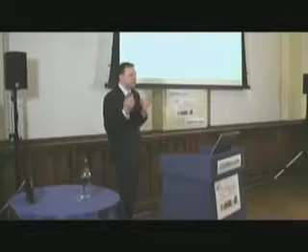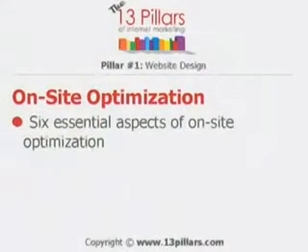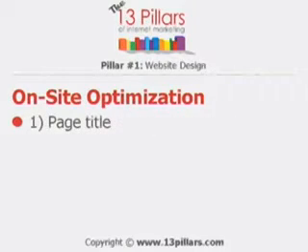Now, you just have to ask your coder the question, have you ensured that my website coding is as efficient as possible? No duplication of code, ordered correctly for search engines. Now, for on-site optimization, there are 6 essential aspects that I'd like to go through. First of all, page title.